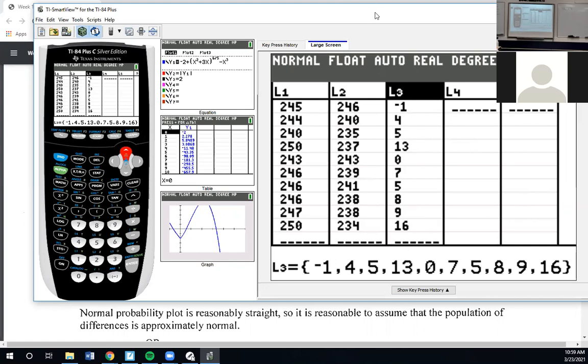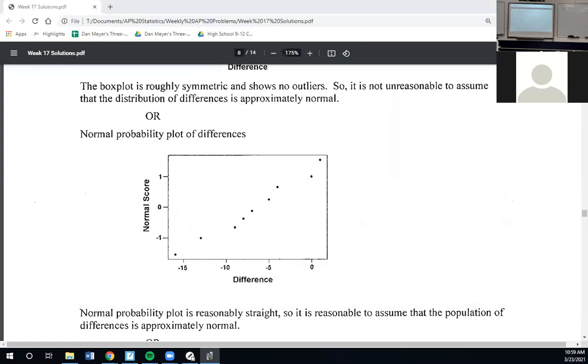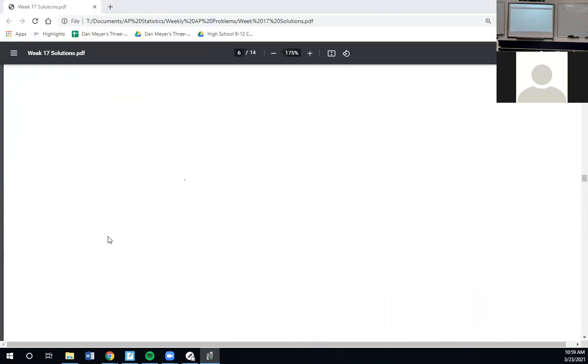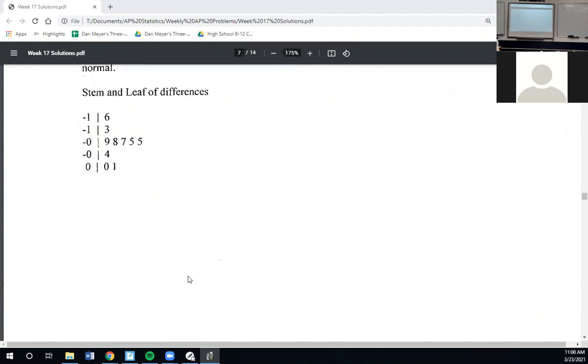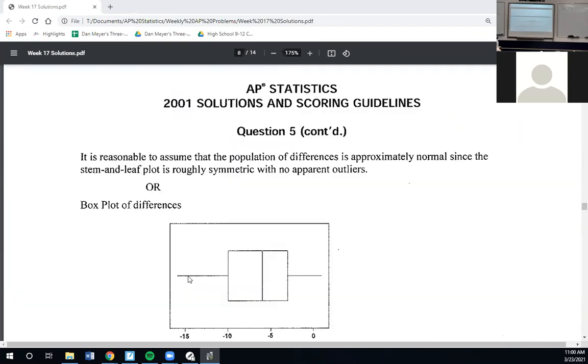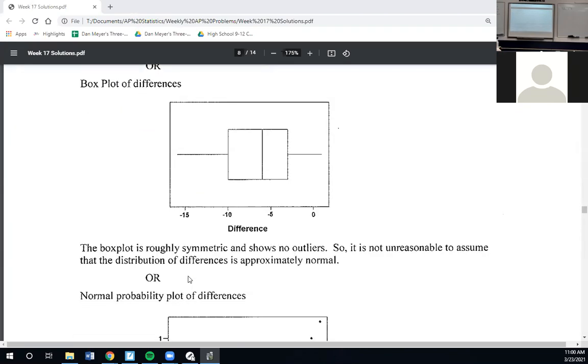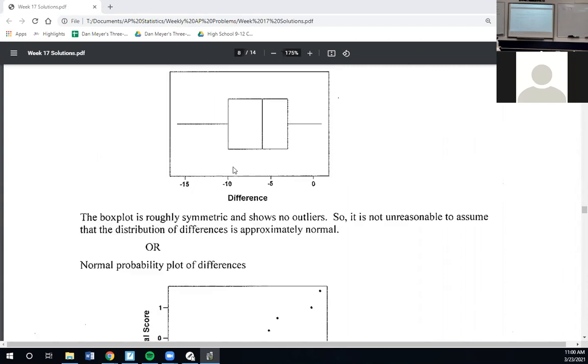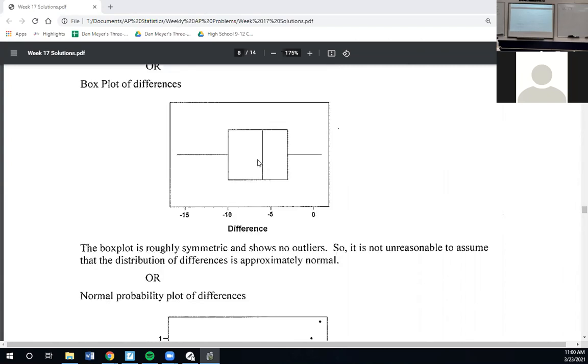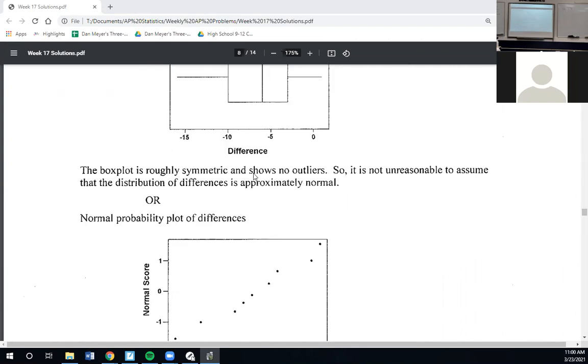So far, we have our lists in our calculator. Step 1, we stated our null and alternative and said it was a two-sided test. It was a paired t-test. Our normal condition needed these graphs. Any reason to overturn that we're using a normal distribution? No, not really. Pretty linear here, pretty symmetric here. So that's your first 2 steps.